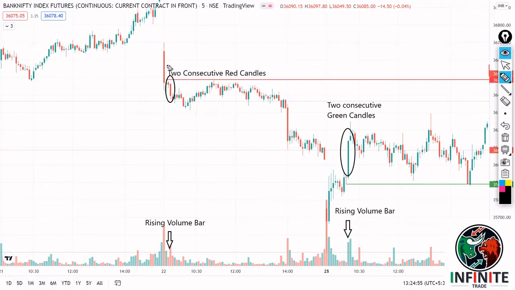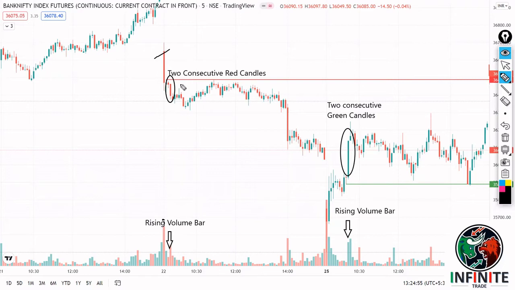So here if you see, the market opened gap down, and here the volume was high, but we are not interested in this. We need two same color candles with rising volume, so that's what I have written: two consecutive red candles, and here we have two rising bars of volume. So this indicates to me that there is some activity going on here.